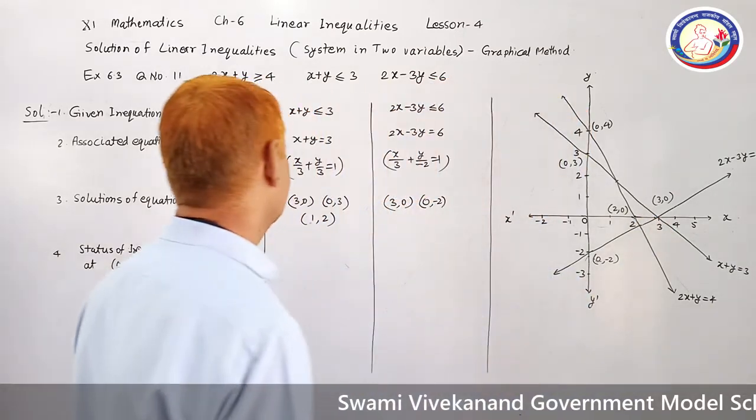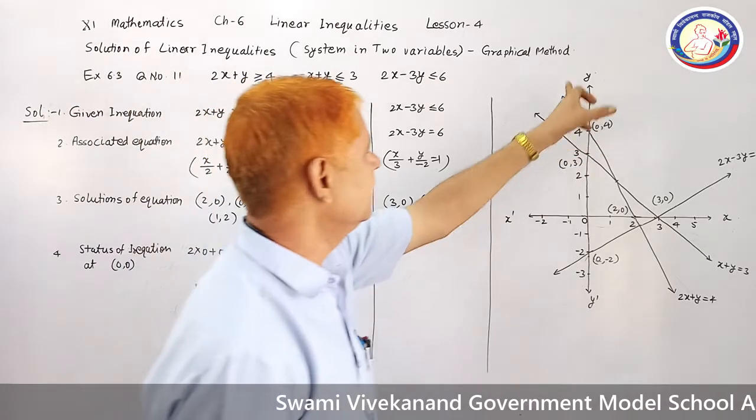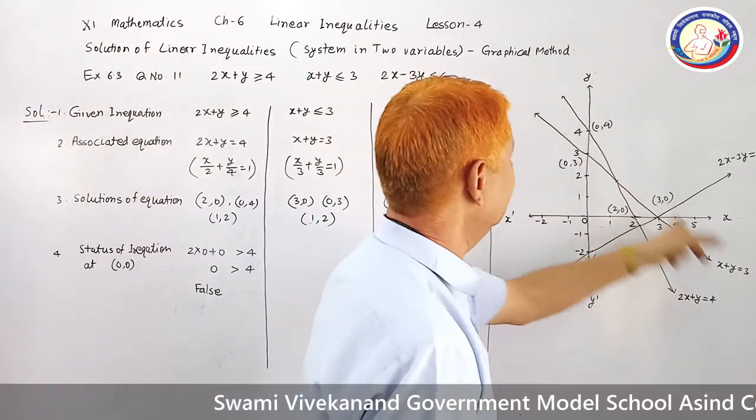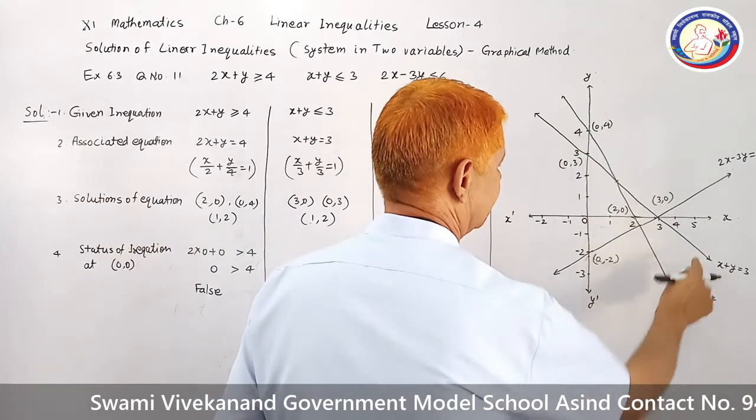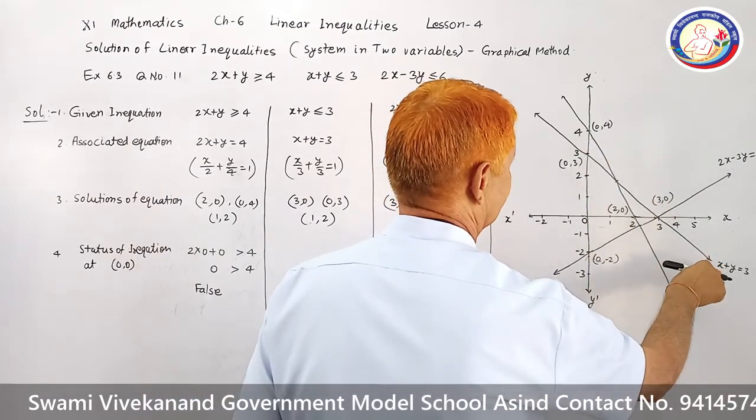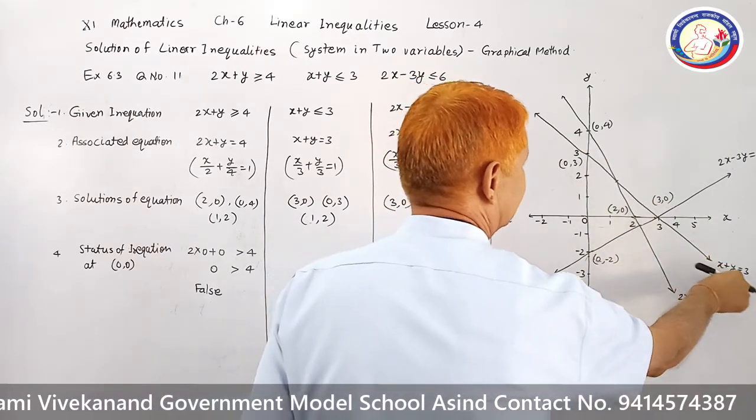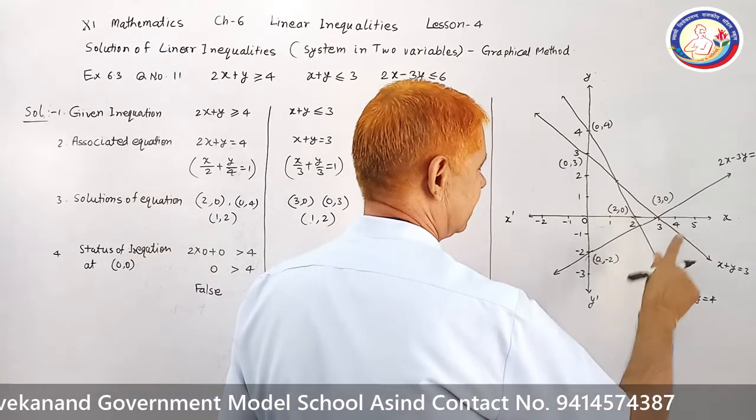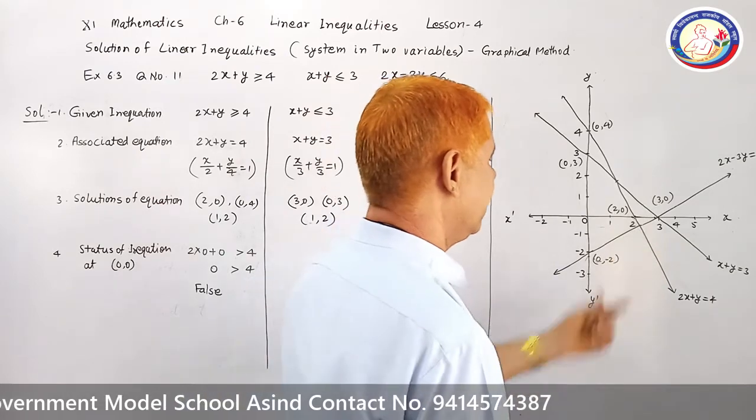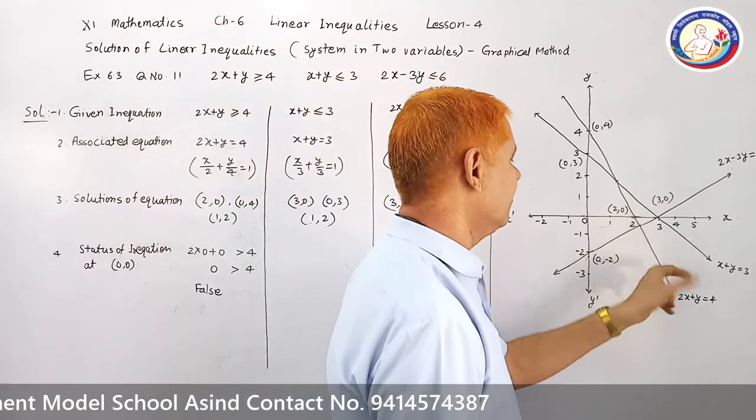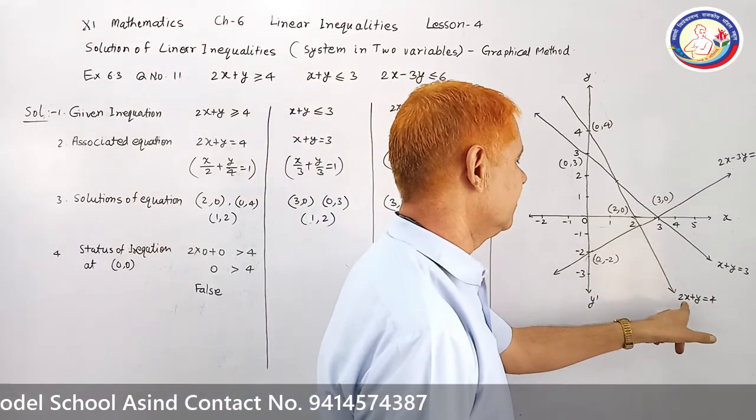Again, I have plotted the graph for x plus y equal to 3. This line is for x plus y equal to 3. Each point on this line will represent a solution of x plus y equal to 3, the coordinates of each point. Similarly, the coordinates of each point on this line will represent a solution of 2x plus y equal to 4.